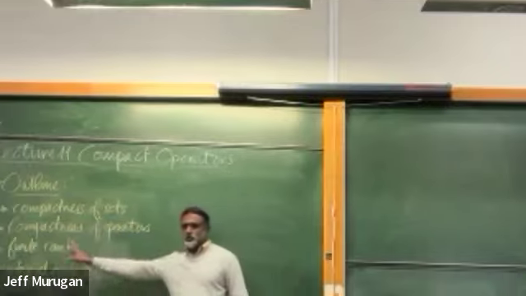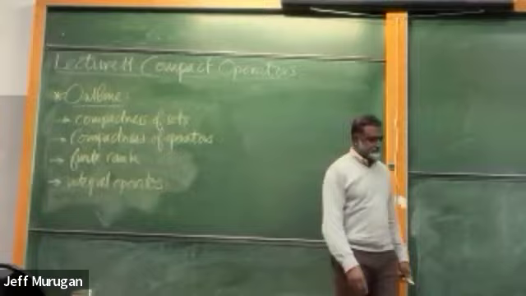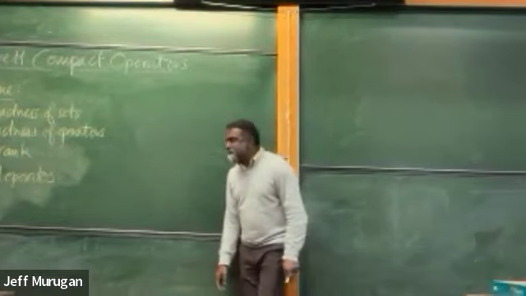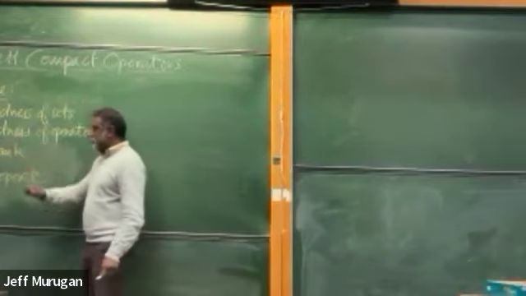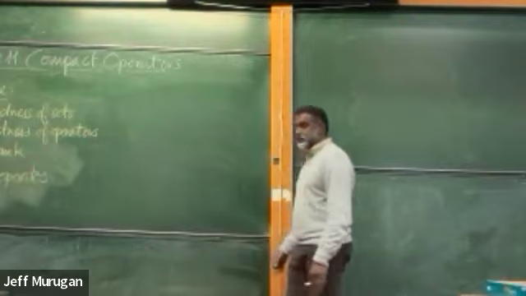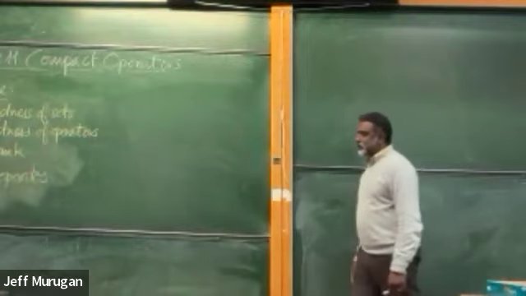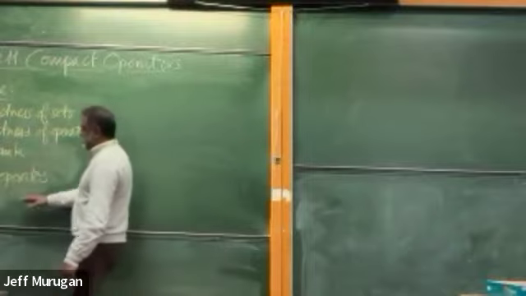So we'll talk about compactness of sets, we'll talk about compactness of operators, and we'll define one or two auxiliary concepts like what we mean by a finite rank operator. And then I want to do an example to illustrate some of these ideas.